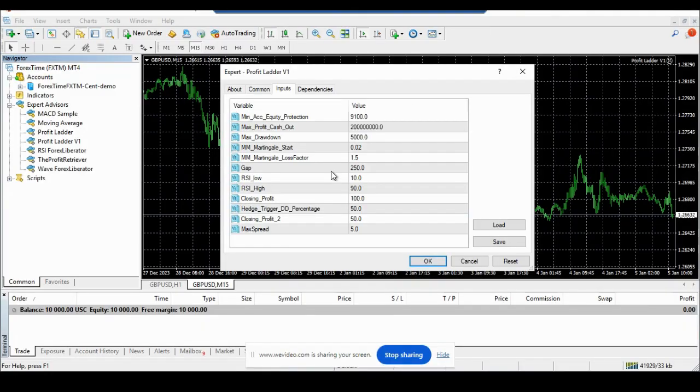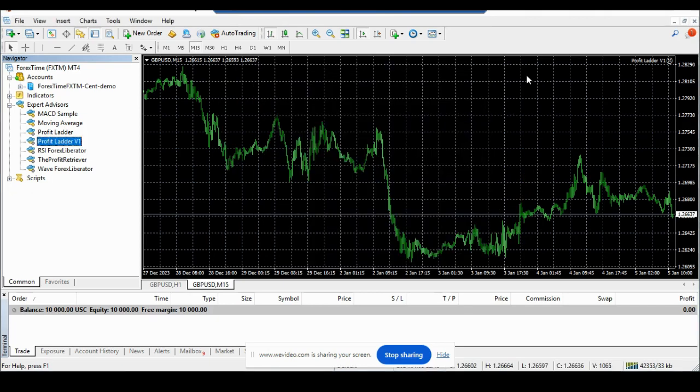So here we are in our account. What I want to show you, the first thing you need to do, is just go to this inputs tab. I'm going to go back here just so that I can show you how to get there. All right, we're going to start again.